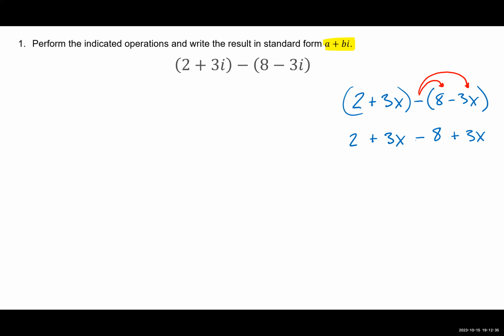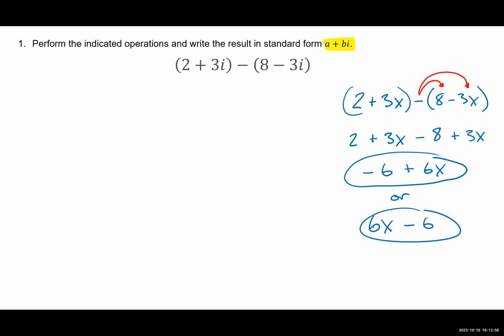So the 2 and the -8 combine to be a -6. And the 3x plus 3x is 6x. So we could write it like this, or we could say 6x. We could put the 6x first since it's positive, 6x minus 6. Either way. Okay, that is a review of something in the distant past.